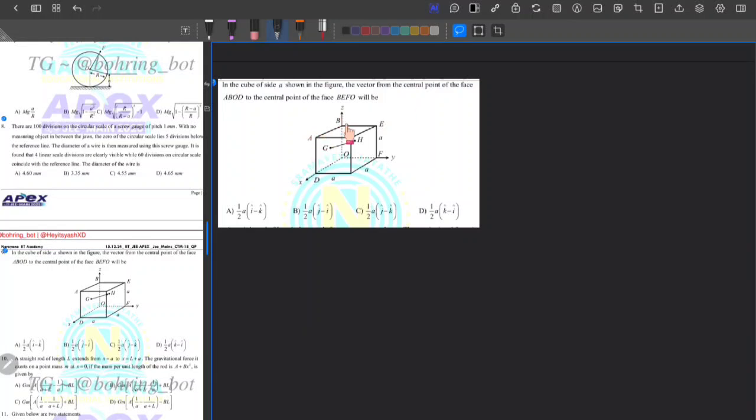So this is ABOD, and this is BEFO, this one, right? Let me draw the diagram clearly, then we can understand.